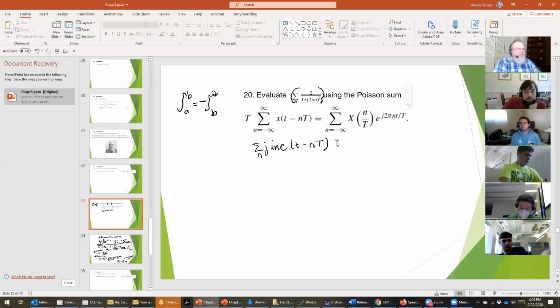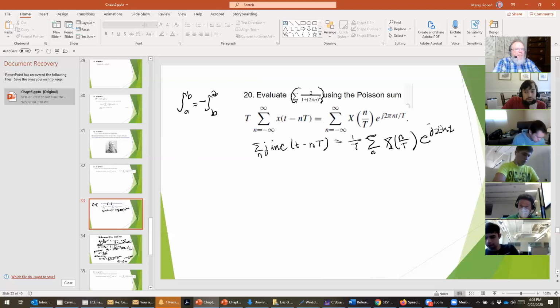So we know that this is equal to, if we take the T to the other side, 1 over T times the summation over n of x of nT e to the j 2 pi nt over T. I forgot my pi. And Justin, this is the Fourier series. There it is. That's a Fourier series.